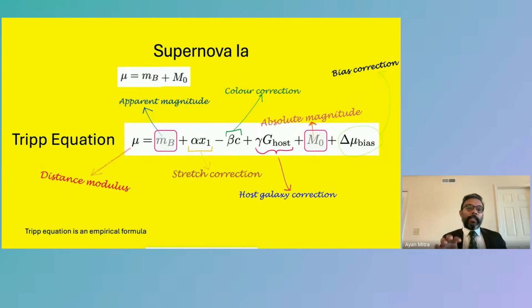Here's a slightly more technical slide. On the left, in red, it's written distance modulus. So basically, imagine distance in your mind. The one equation on top is mu equals m_B plus capital M_0. M_0, the big one, is basically your absolute magnitude, meaning we're doing a standardization.